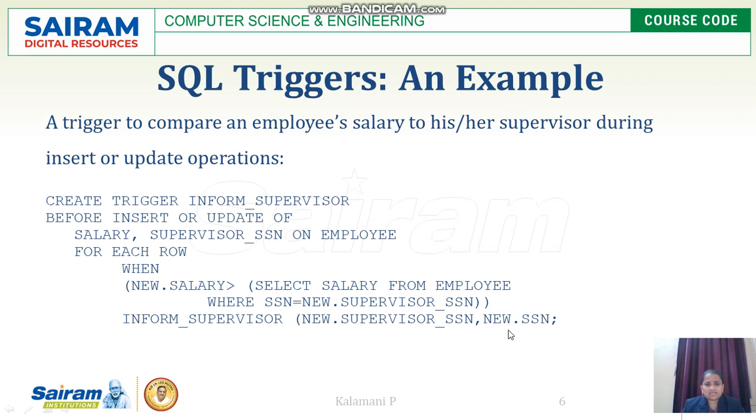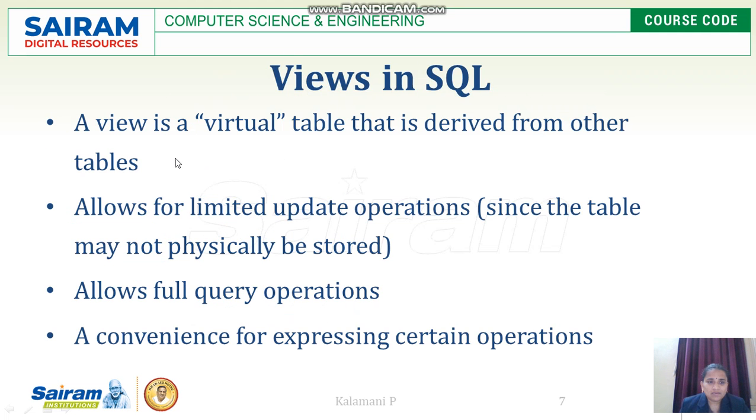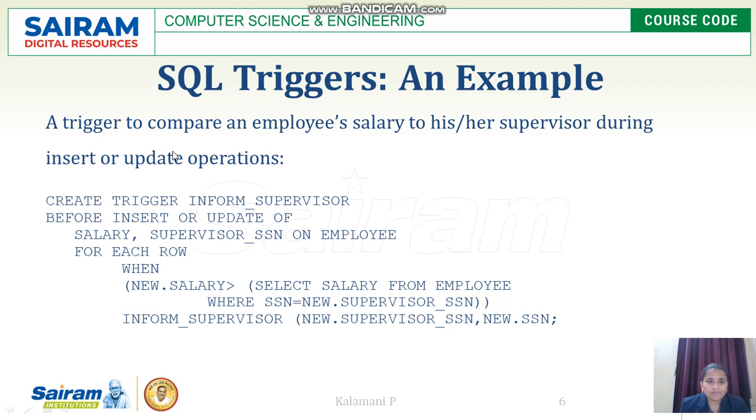Here, the operation performed is an insert or update operation. The condition is that for each and every row it checks whether the new employee's salary is greater than the supervisor's salary. The action is that it should be informed to the HR people or the corresponding supervisor. This is the condition. This way we have to give the trigger. So this is a trigger.